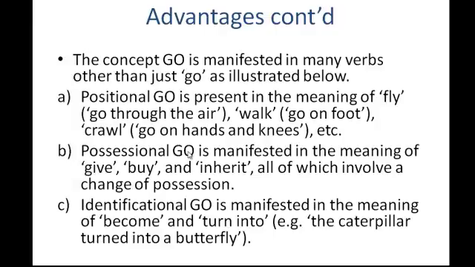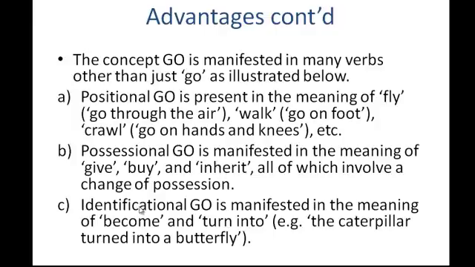The possession of go can also be manifested in the word inherit. When you inherit something from somebody, you may inherit a house, you may inherit some wealth of some kind. It means that the person who had the wealth initially possessed that wealth. But now, because you have inherited, you are the one who possesses it. So we have the possession of go being manifested in the verb inherit.